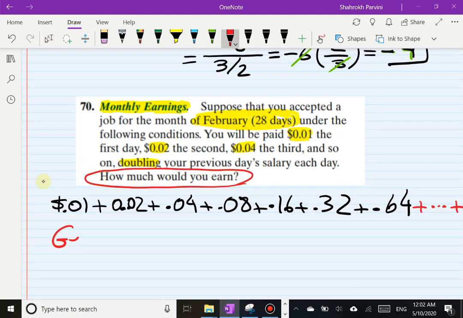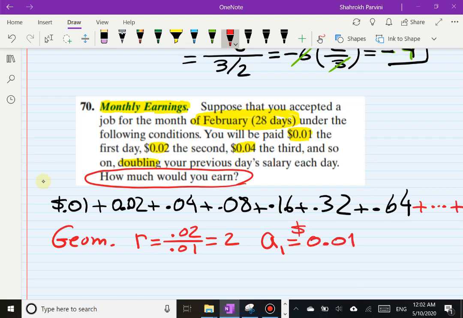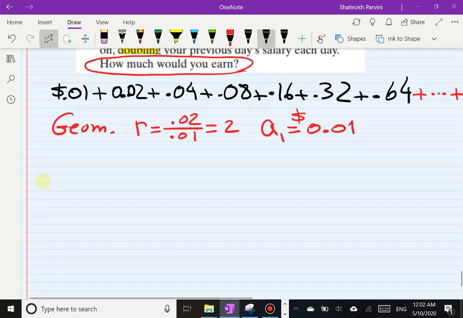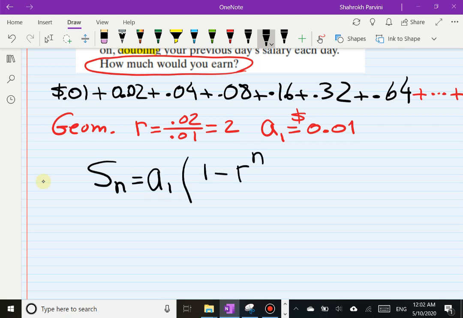So again, this is going to be a geometric series. The common ratio is 0.02 divided by 0.01, meaning double. They double your pay every day. What is your first term? A whopping 1 cent, $0.01. Now, let's take a look and see how much you're going to make. This is a finite series, right? S sub n equals a1 times (1 minus r to the n) over (1 minus r).